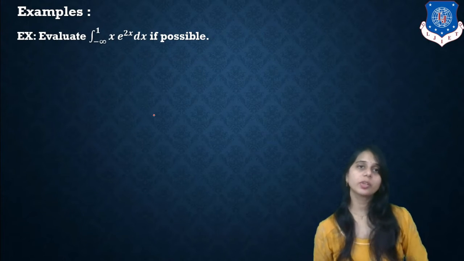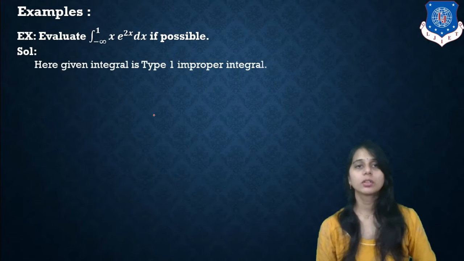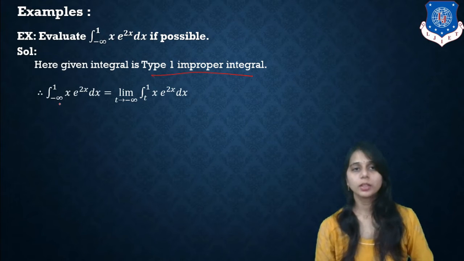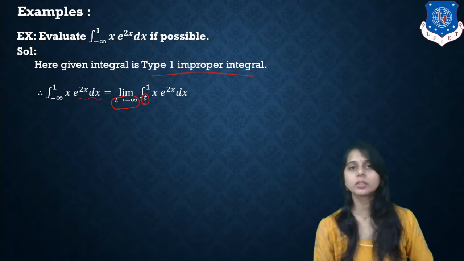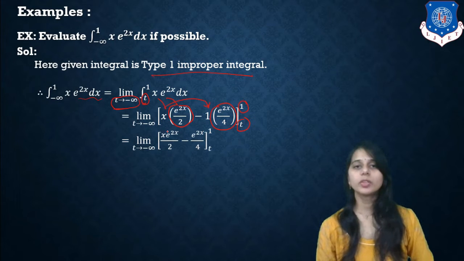Evaluate the integral from minus infinity to 1 of x e raised to 2x dx, if possible. Now it is a type 1 improper integral. So for the integral from minus infinity to 1 of x e raised to 2x dx, we take t tends to minus infinity, replacing minus infinity with t. Now integrate this using the UV rule. x as it is, e raised to 2x by 2. Differentiation of x is 1, and e raised to 2x by 4. Lower limit t, upper limit 1. Putting the limits, we get x e raised to 2x upon 2 minus e raised to 2x by 4.